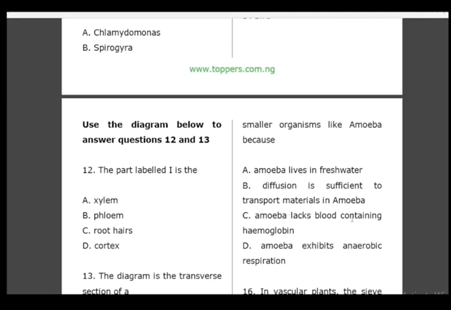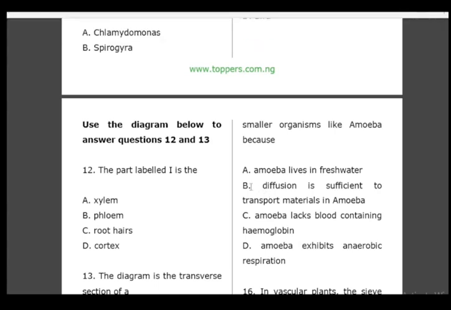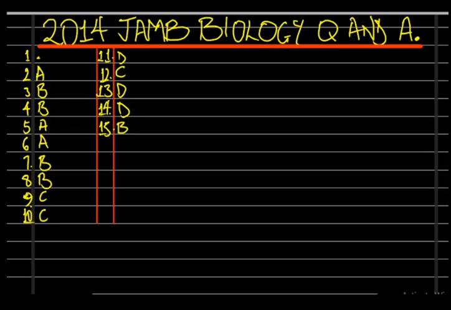C. Amoeba lacks blood containing hemoglobin. Now, amoeba does not even have any blood, so the blood does not necessarily have to contain hemoglobin. That is not the answer. And then option D says amoeba exhibits anaerobic respiration. That is also not the answer to our question. So the answer to our question is option B. And then we move to question 16.